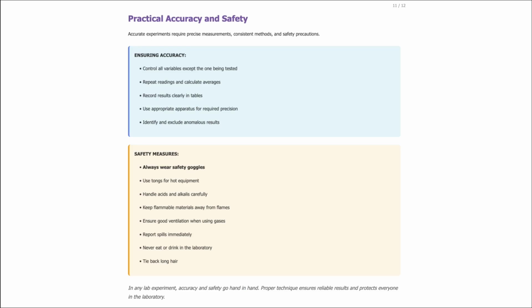In any lab experiment, accuracy and safety go hand in hand. Repeat experiments to improve reliability, control all variables except one, and use appropriate apparatus. Always wear goggles, handle acids and alkalis with care, keep flammable materials away from flames, and report spills immediately.